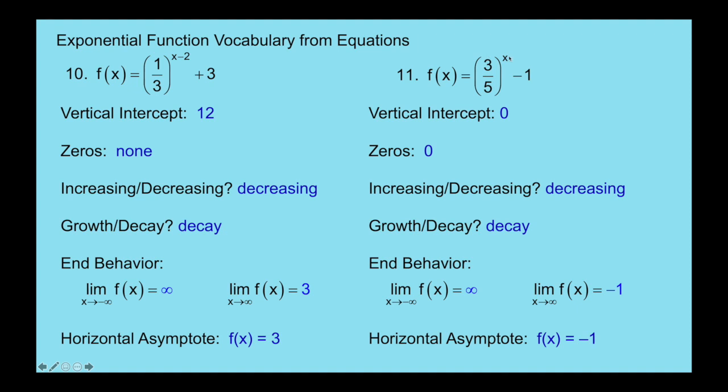And then for 11, here, if I plug in a 0 for x, anything to the 0 power is 1. So then I've got 1 minus 1, which is going to give me 0 here. That means that that's also going to be a zero for this one if it's intersecting at (0, 0). Because that base is between 0 and 1, it's going to be decreasing, therefore decay. And then for this one, if I'm picturing what that looks like, on the left side it's pointing up, so that's positive infinity, and on the right side it's going towards the asymptote, which is going to be negative 1. The asymptote again comes from, we can basically just get rid of this part right here, and it's f(x) equals negative 1.